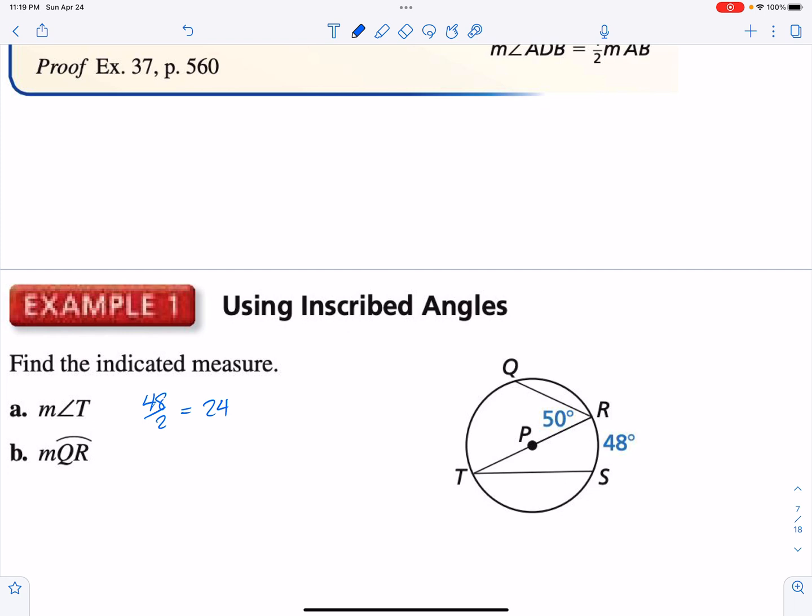Okay, and then the measure of arc QR, again, we need to take the fact that, first of all, that 50 is going to create 100 degrees here. And then we have a diameter, so the leftover QR over here has to be 80 degrees. So we really pay attention to what we're given throughout the course of the problem.